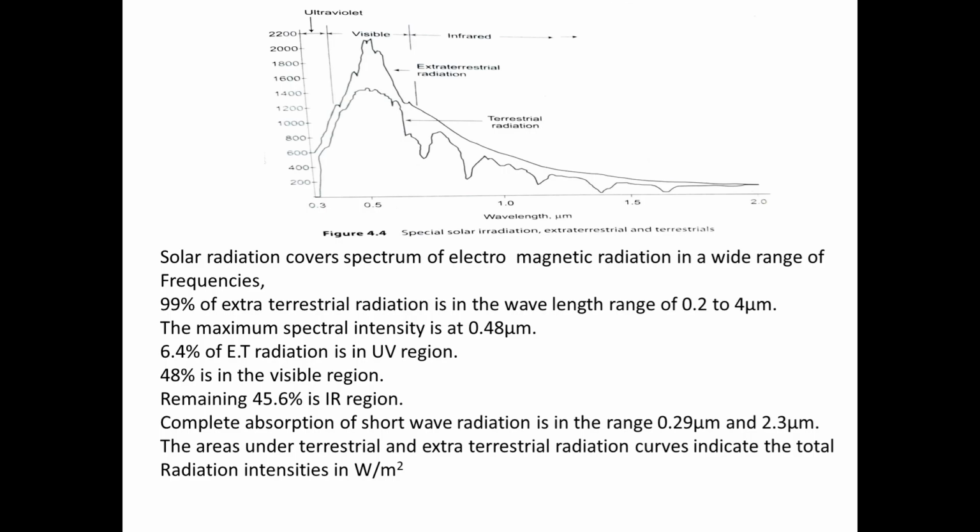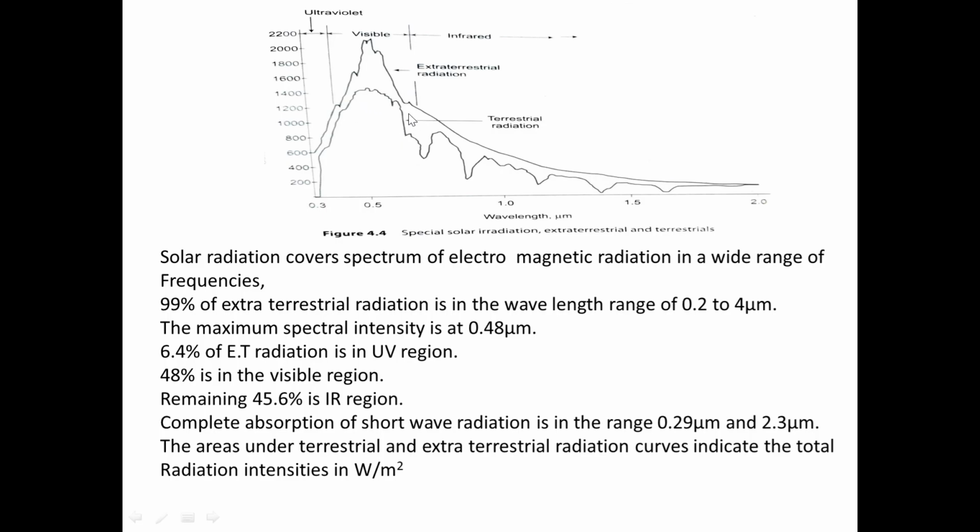Here you see in the graph there are two curves. The first one is the extraterrestrial radiation curve, and the second one is the terrestrial radiation curve. You see here, I'm showing with an arrow. This curve represents the extraterrestrial radiation curve. And the second one, this one shows the terrestrial radiation curve.